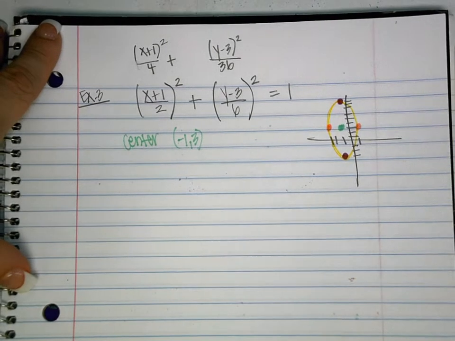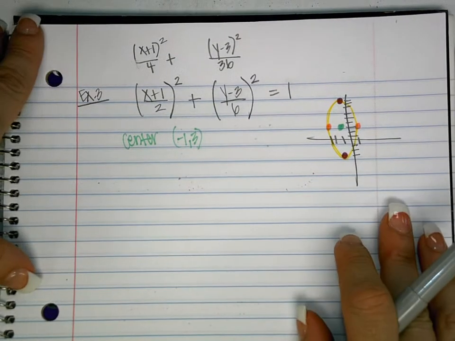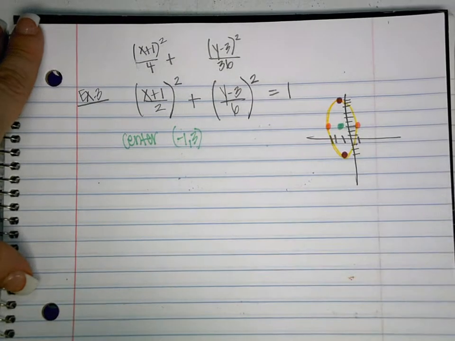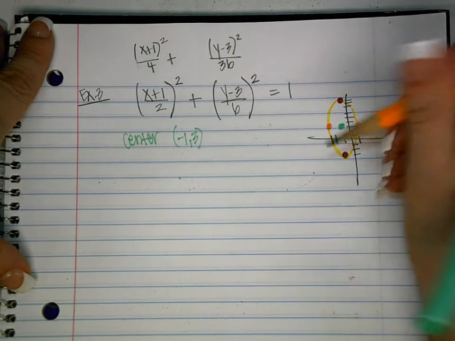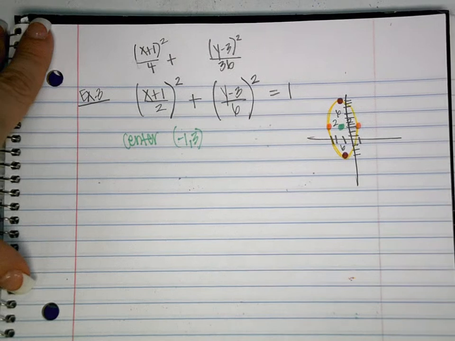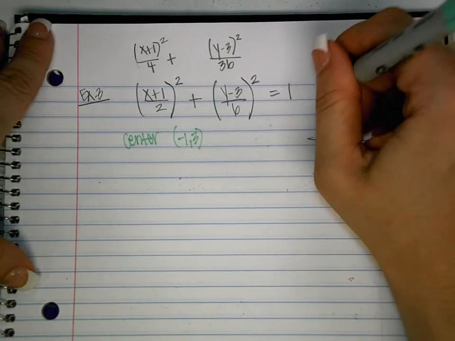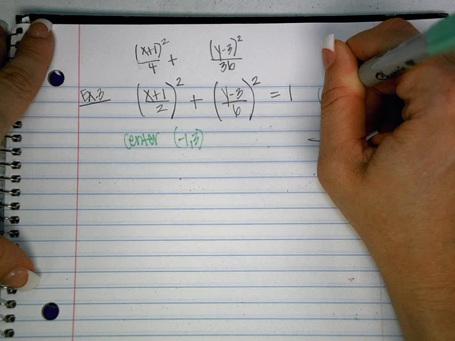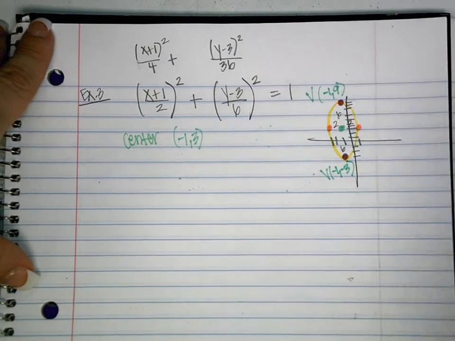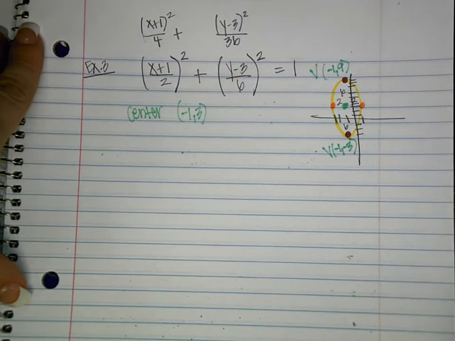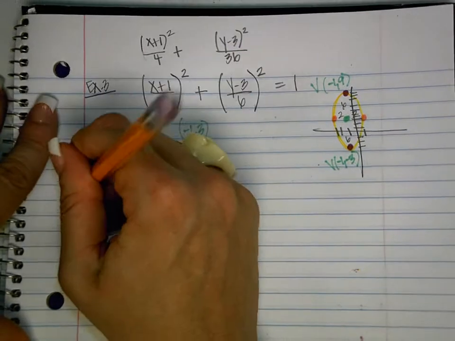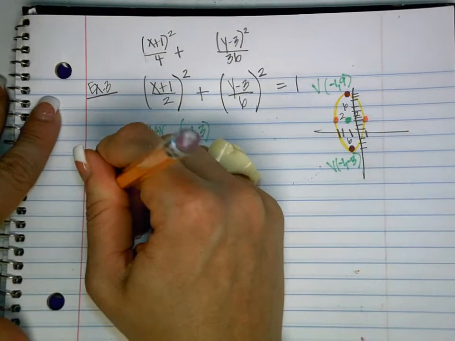Okay, so which are your vertices? They're at the ends of the major axis. Technically, what's the length of the major axis here? 12, because this is 6, this is 6, this is 2, this is 2. So the length here would be 12. If I label these points, this should be negative 1, 9, and that's one vertex. The other vertex is negative 1, negative 3. Those are your two vertices. Questions?